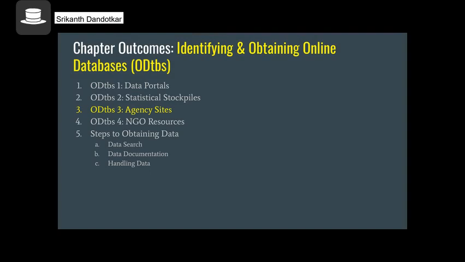Okay, coming to the outputs again, we looked at data portals as one source, and statistical stockpiles as another source of data. The third kind of source that we'll talk about now is agency sites. Different government agencies have their own data sets or databases stored, and we'll explore this specific source of data in the next few slides.